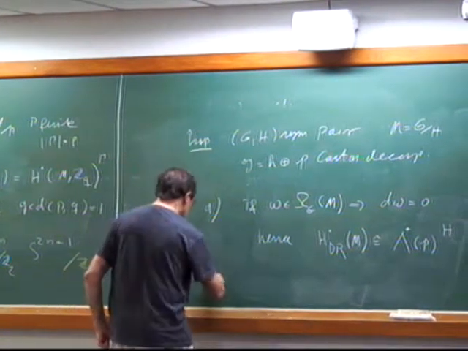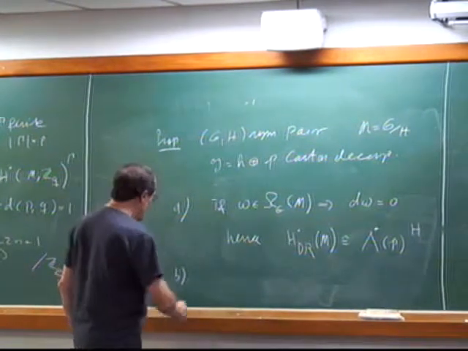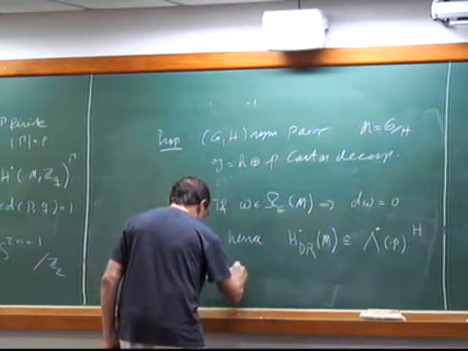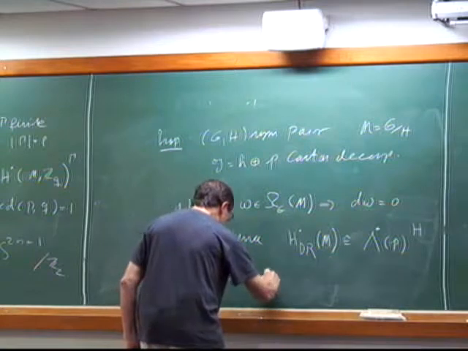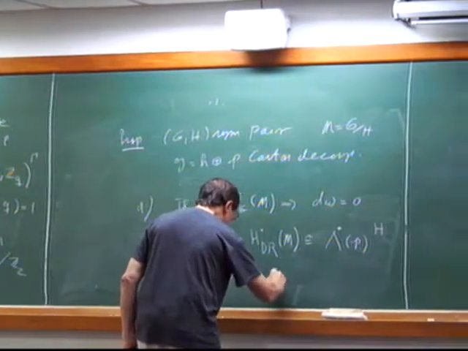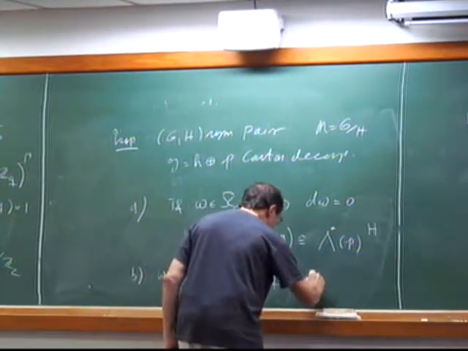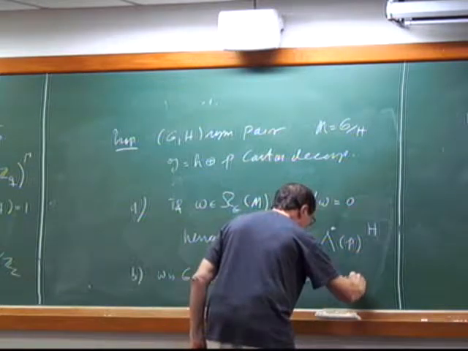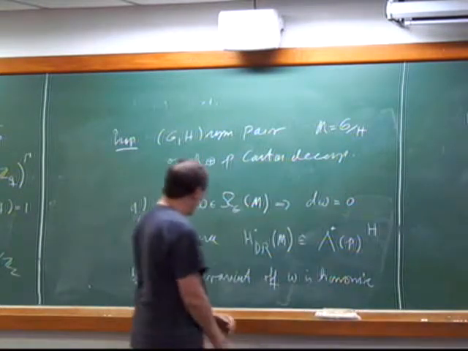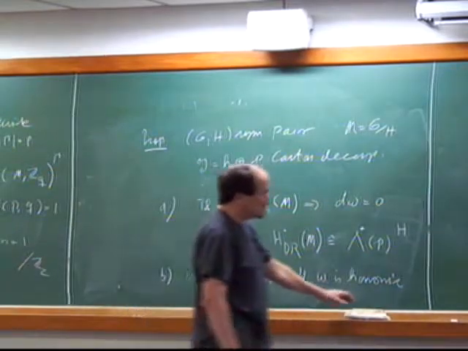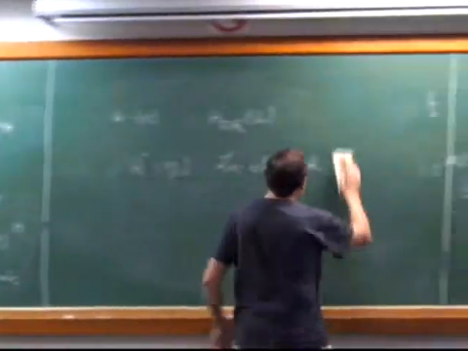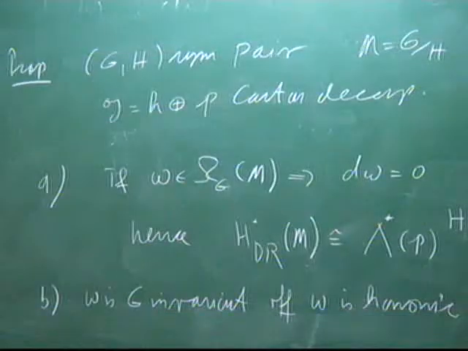B, omega is G invariant if and only if omega is harmonic. So I'll come back to harmonic forms a little bit, but let's first convince ourselves of the first part.